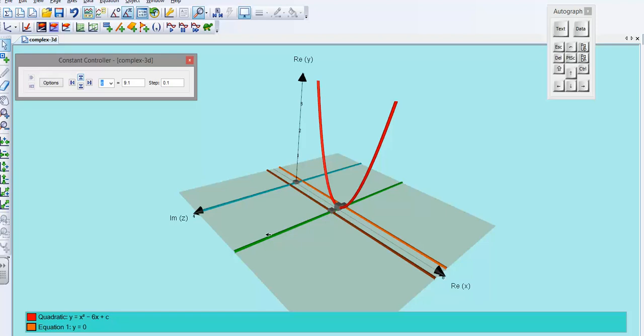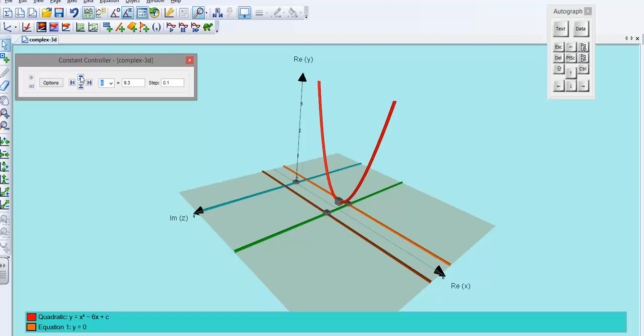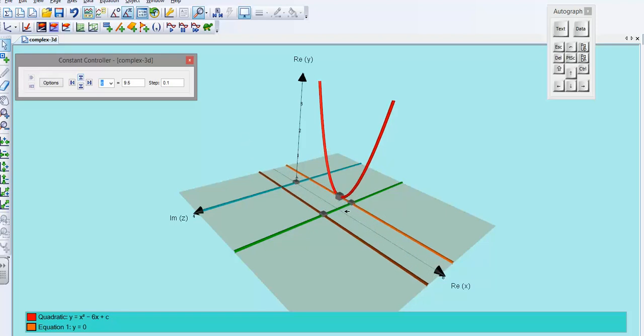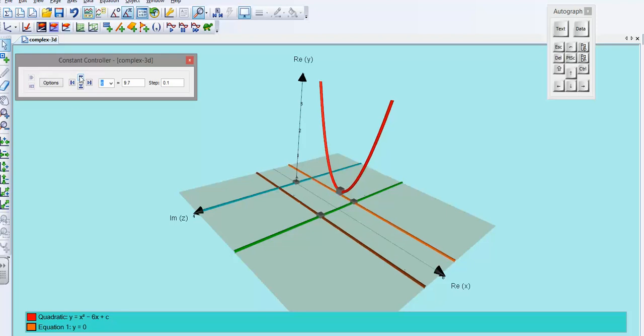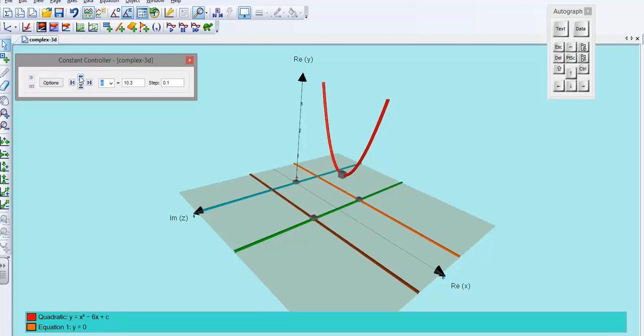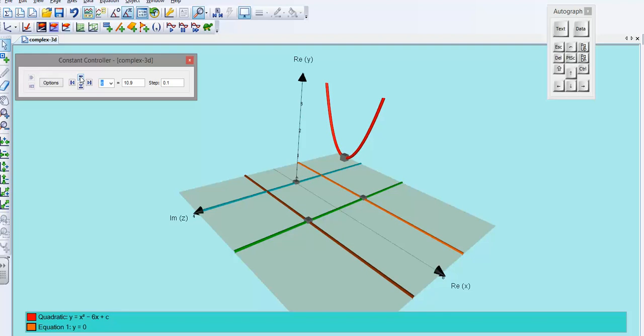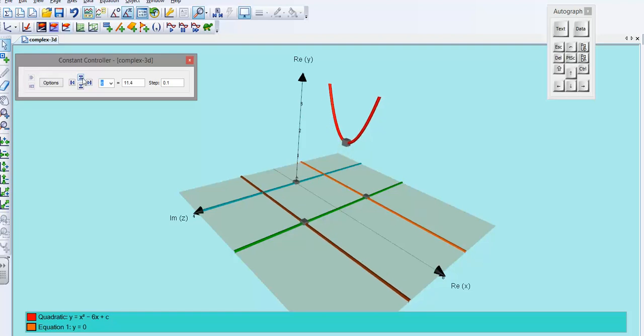But we can see we're now going out along our imaginary axis. And we're going out backwards and out forwards at the same distance. So we've now got two imaginary or complex roots. And as we increase the c value, those two complex roots get further and further apart.